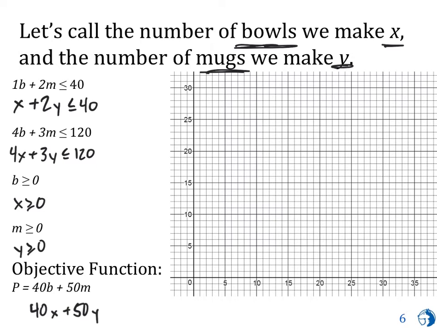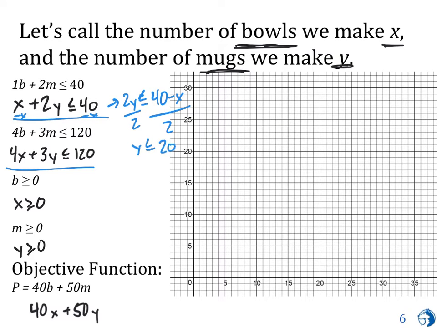Okay, so now our step is, we need to graph these inequalities. And so I'm going to rewrite them as y equals mx plus b inequalities, these two of them. So this would give me, if I subtract x from both sides, 2y is less than or equal to 40 minus x. Divide both sides by 2, and I get y is less than or equal to 20 minus 1/2 x.